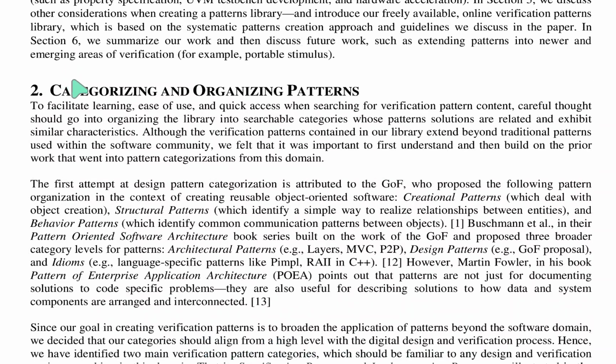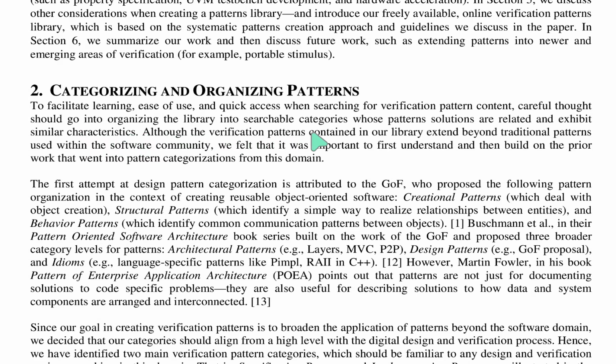Section 2 is categorizing and organizing patterns. To facilitate learning, ease of use, and quick access and searching for verification pattern content, careful thought should go into organizing the library into searchable categories whose pattern solutions are related and exhibit similar characteristics.